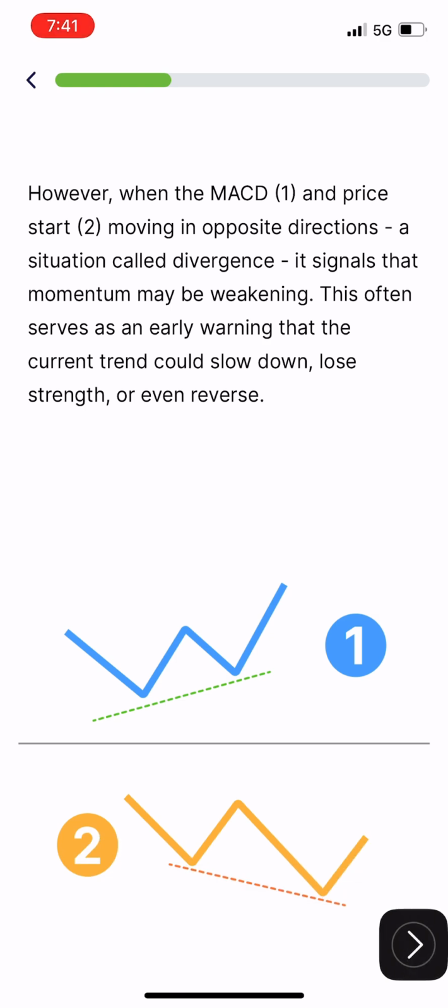However, when the MACD and price start moving in opposite directions, a situation called divergence, it signals that momentum may be weakening. This often serves as an early warning that the current trend could slow down, lose strength, or even reverse.